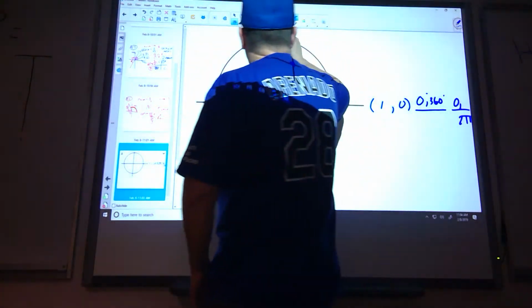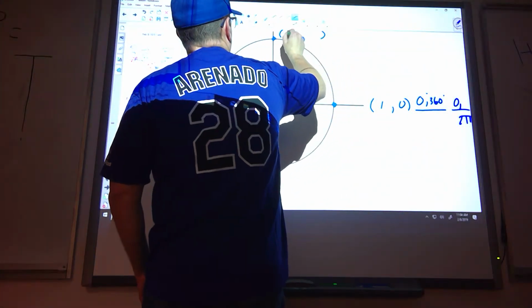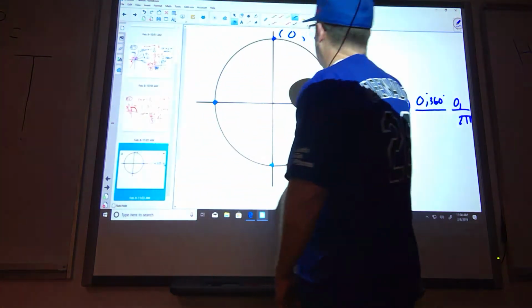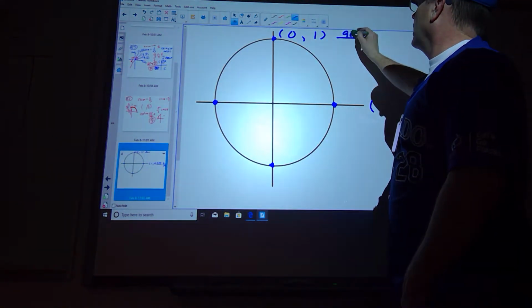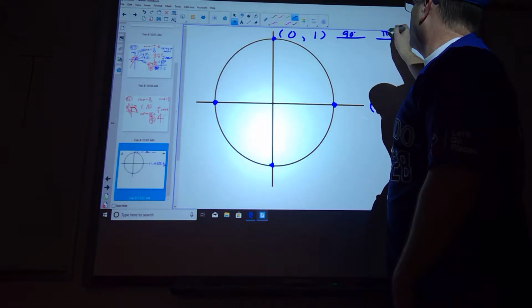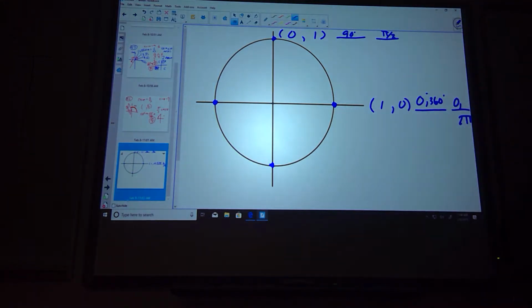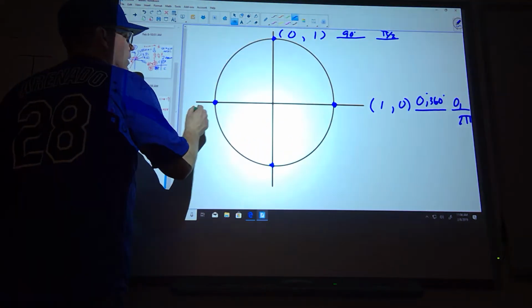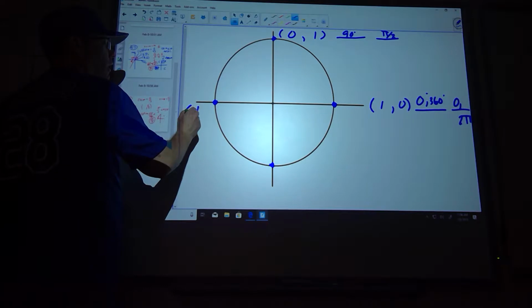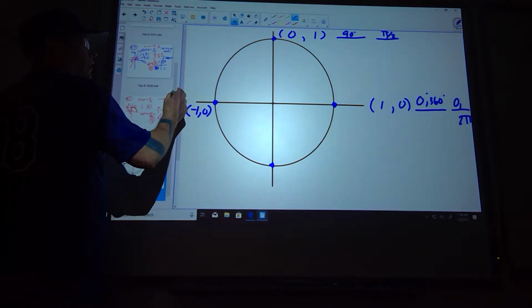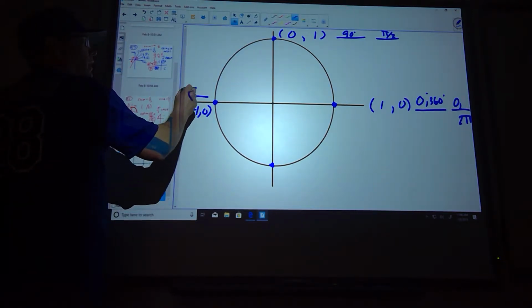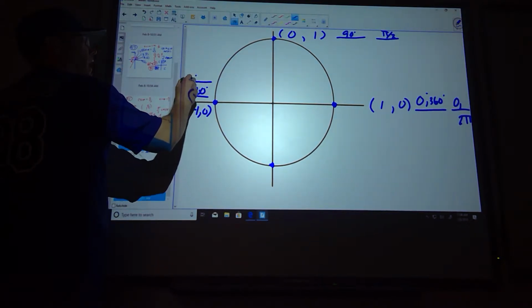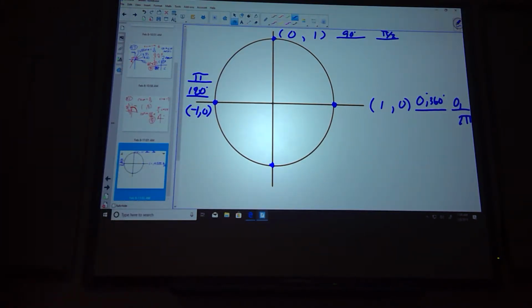What point is this? 0, 1. What's the angle in degrees? 90. What's the angle in radians? Pi over 2. Is that okay? So now you are 2/16 done, 1/8 left. All right. What's this one? -1, 0. What angle is it in degrees? 180. What angle is it in radians? Pi. You're 3/16 done.